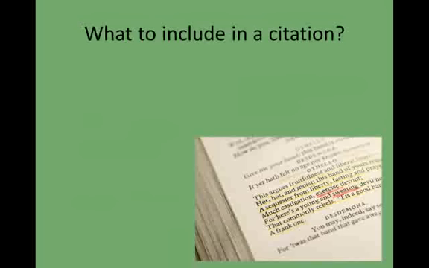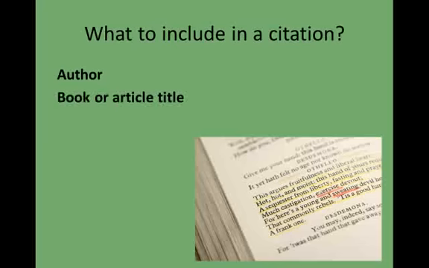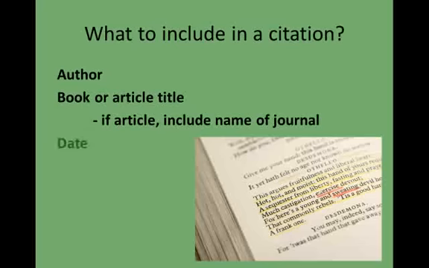What information should be included in a citation? Important pieces of information to include are author, book or article title. If you're using an article, also include the name of the journal and date the book or article was published. These are the basic pieces of information that should be included in each citation.